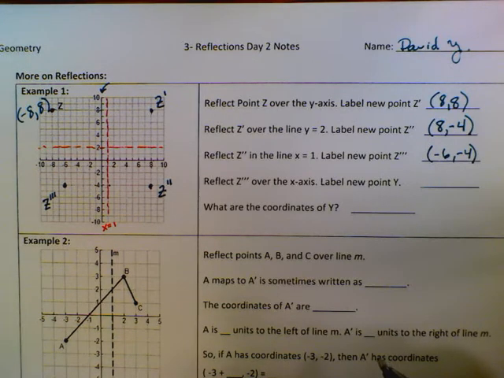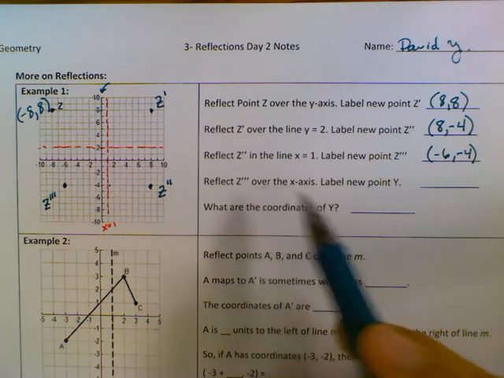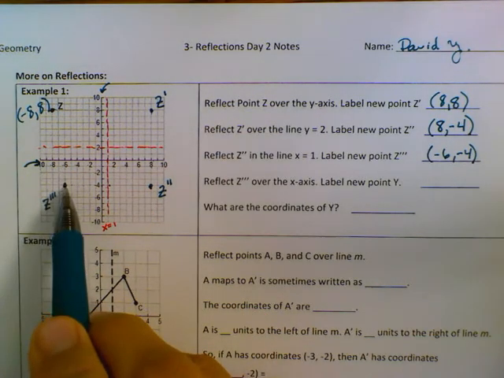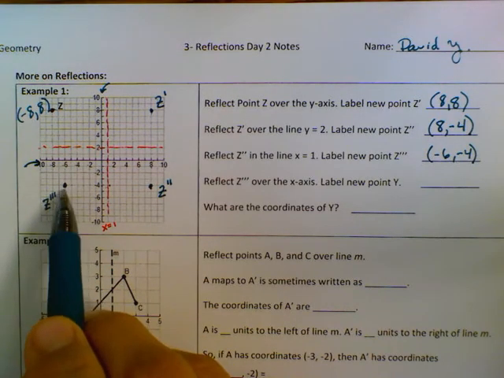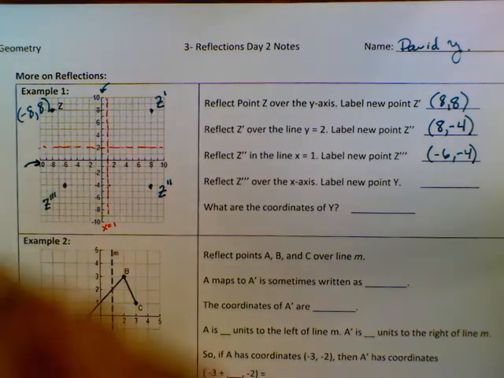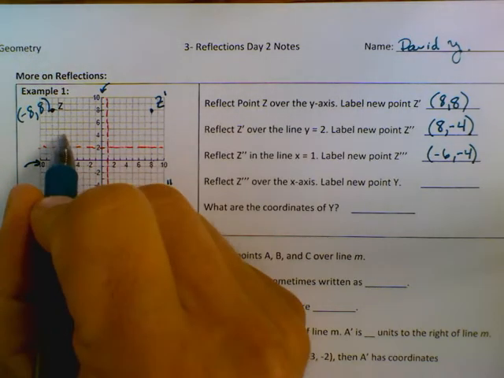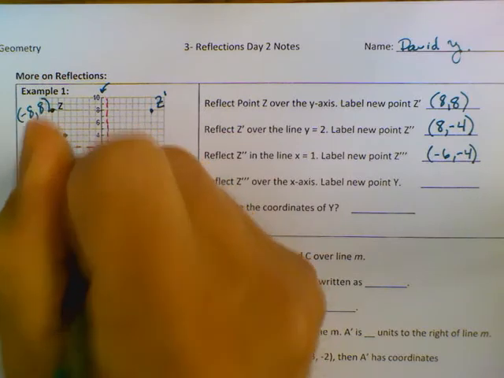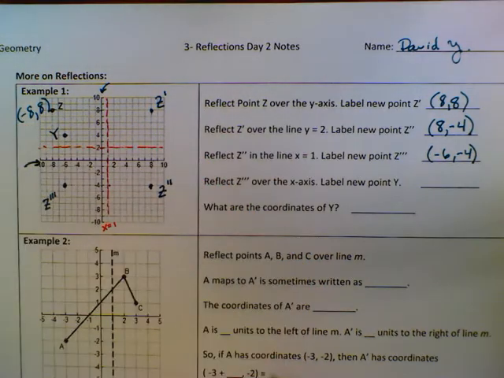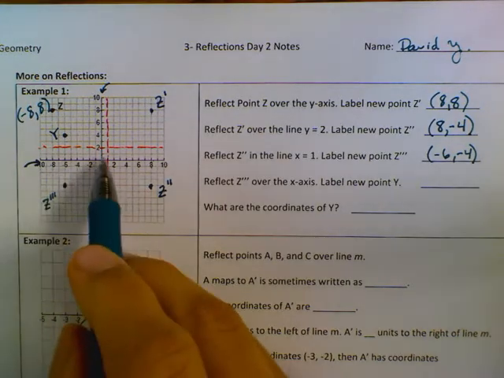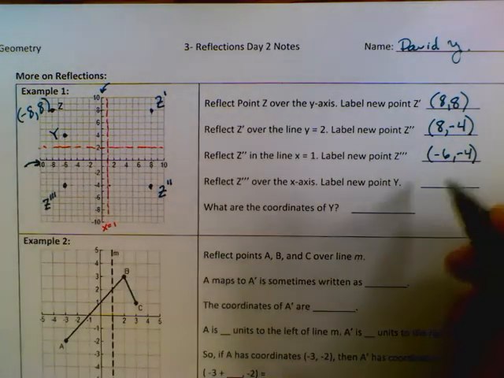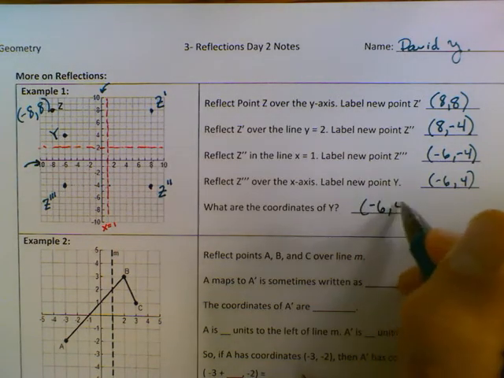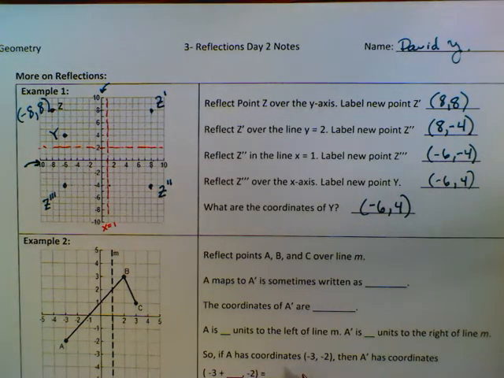Then reflect z triple prime over the x-axis. Remember, this is the x-axis, so if I'm going from a y value of -4 up to that, I'm going up 4 then. So I need to go up 4 more. 1, 2, 3, 4. And it says to label this one point y. That's at -6, 4. And it actually asks you what are the coordinates of y, and you're going to say -6, 4.